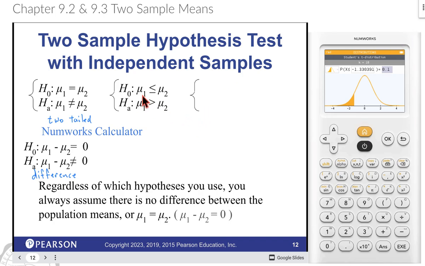The next one would be that mean 1 is less than or equal to mean 2, and the alternative is, notice, the opposite. If we're able to reject the null hypothesis, then we're able to say that we have evidence for the alternative hypothesis. And what that looks like in our calculator is this. This is a right-tailed test.